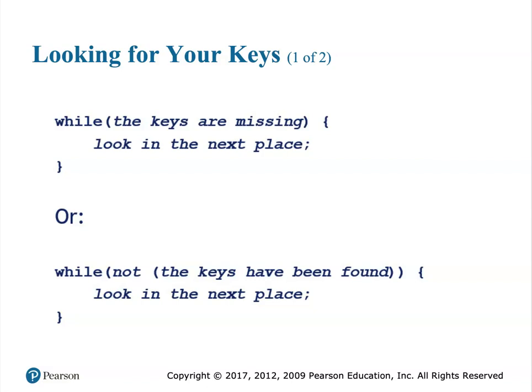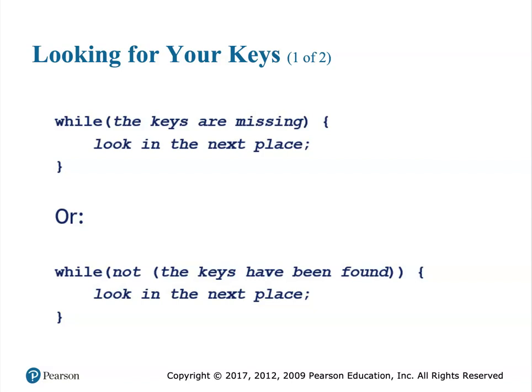So while the keys are missing, look in the next place. Now, what does it mean to look in the next place? That could be a very complex set of statements in and of itself. But as an abstraction, we're just going to assume that we know how to choose what that next place is. Okay, so while it's true that the keys are missing, go forward.